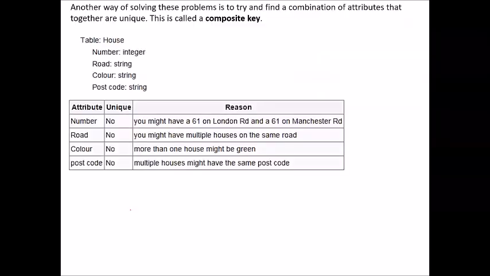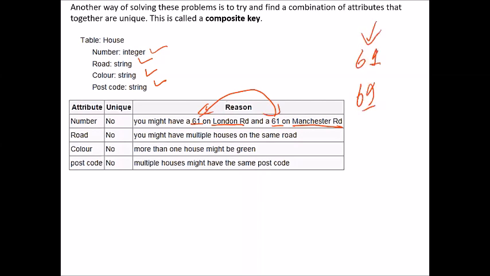But let's look at this number, and there is a number field. This is a house description: number, road, color, and postcode. Now, number field, can we make a number field a primary key? No. You might have 61 on London Road and 61 on Manchester Road. So you see that 61 might be repeating in the table again and again. So this field cannot be a primary field.